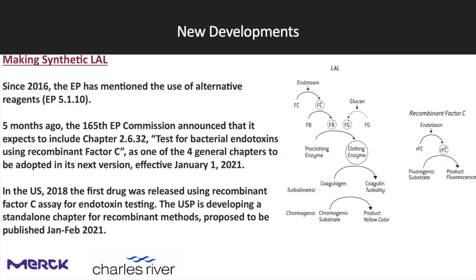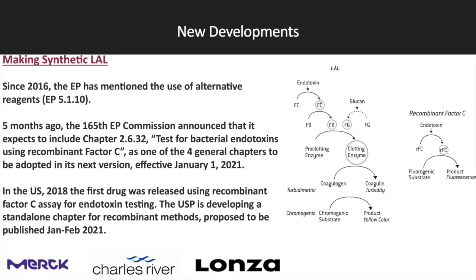So I decided to have a look at a few companies and see what they offer, see if they're going down the recombinant factor C route or if they're still using LEL. And Merck and Charles River seem to still be using LEL as the go-to method. Although, of course, for many companies this may change in January when these new chapters highlight the use of recombinant factor C, and it may be perhaps easier to validate this method.